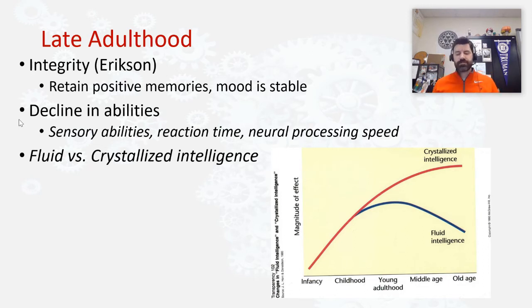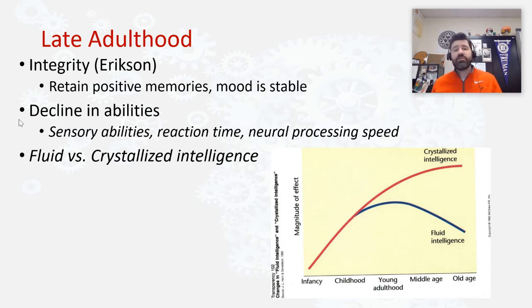And then an interesting look at the difference between what we call fluid and crystallized intelligence. I like to compare this to a stream or a river, right? If a stream or a river is fluid, it's moving. If it's crystallized, frozen, it's not moving. Well, when we think about intelligence, crystallized intelligence is going to continue to progress as you age. The idea behind crystallized intelligence is this is more like knowledge. It's your understanding of information and facts and things that have happened.